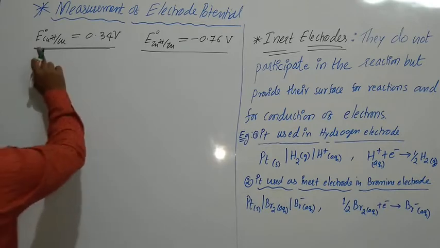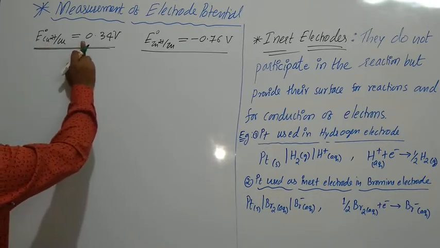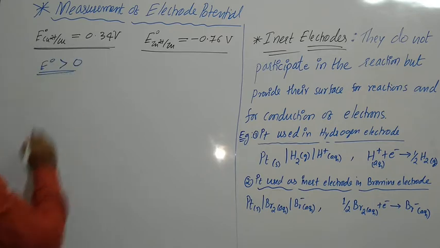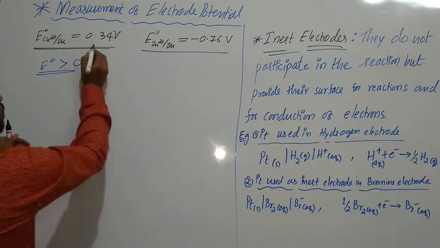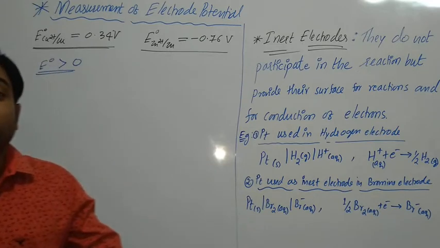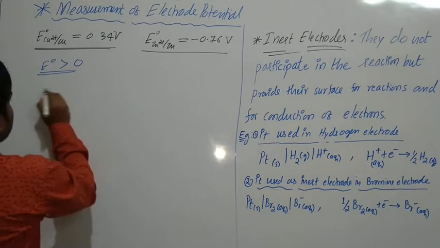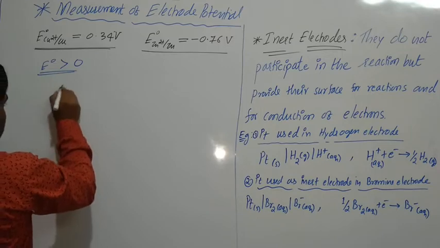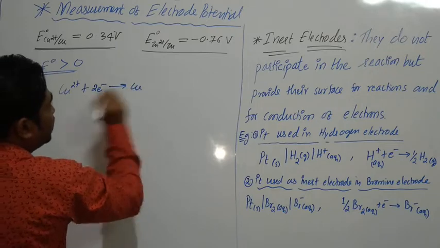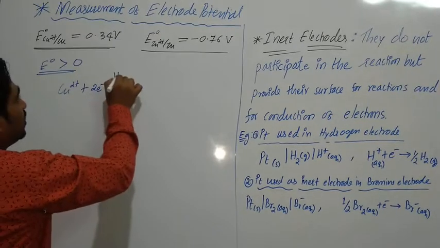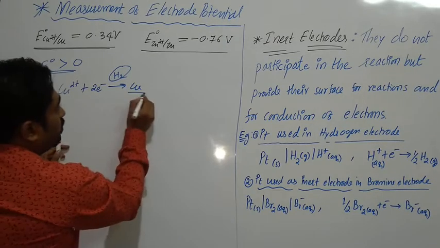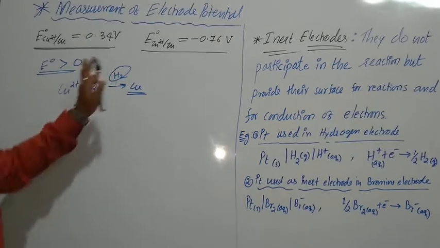So here the electrode potential of copper is positive. The electrode potential of copper is greater than 0. This indicates that the reduced form of copper is more stable than hydrogen ions. So here Cu2+ can be reduced to Cu in the presence of the hydrogen electrode. In the presence of the hydrogen electrode, the reduced form of copper is more stable than hydrogen gas.